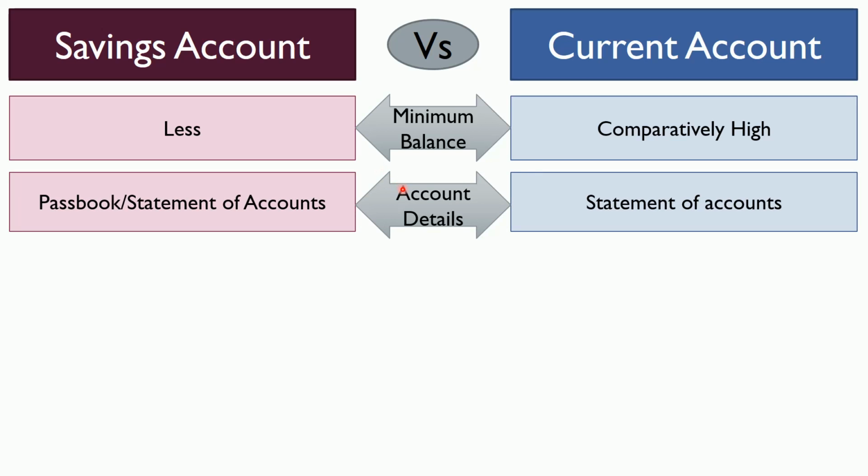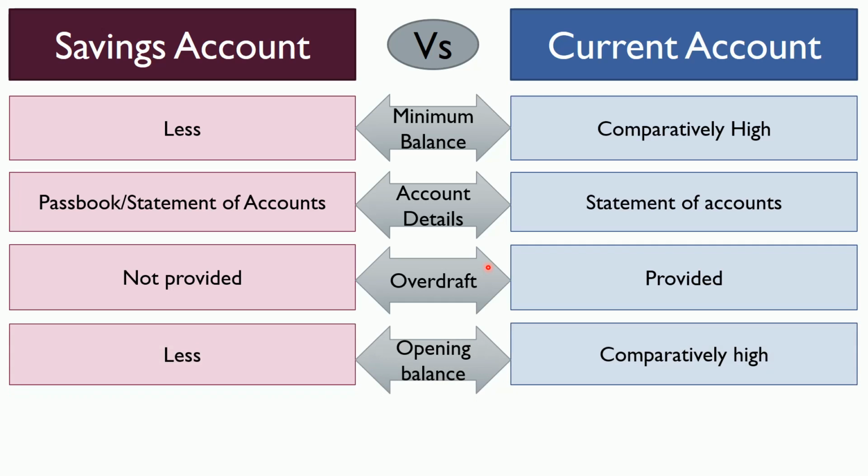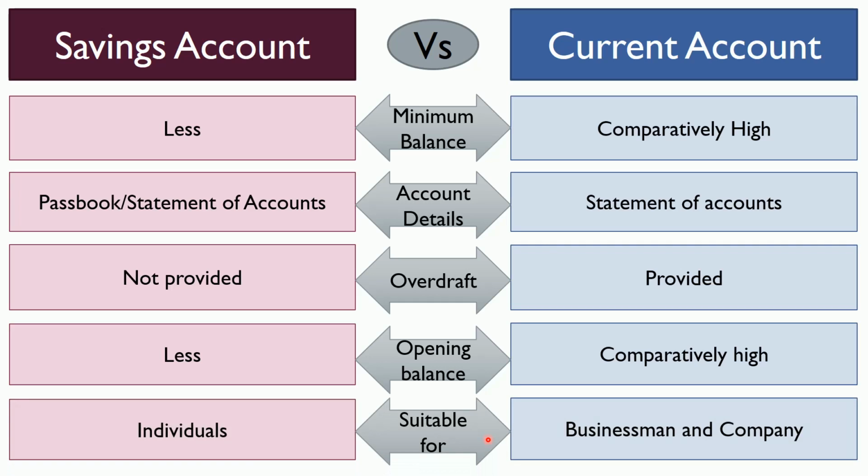Account details. For savings account, banks provide passbook or statement of accounts, whereas for current account, only statement of accounts is provided by the bank. Overdraft facility is provided for current account only. When it comes to opening balance, the opening balance required for a savings account is comparatively less than a current account. Lastly, when it comes to suitability, savings account is best for individuals and households. Current account is best for businessman and company.